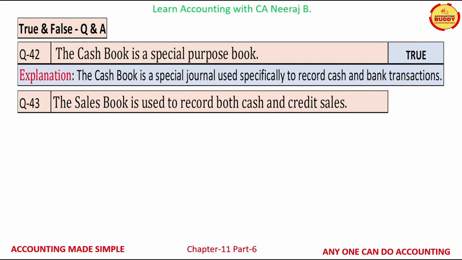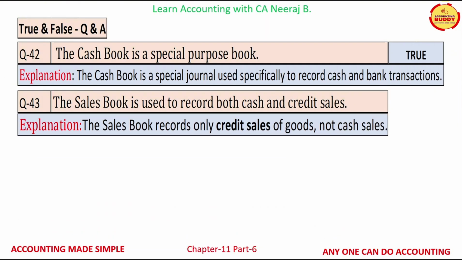Question number 43: the sales book is used to record both cash and credit sales. And the fact of the matter is the sales book records only credit sales of goods and not cash sales. Therefore, it is a false statement.